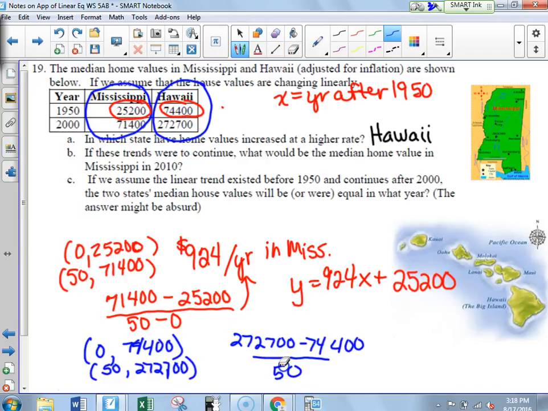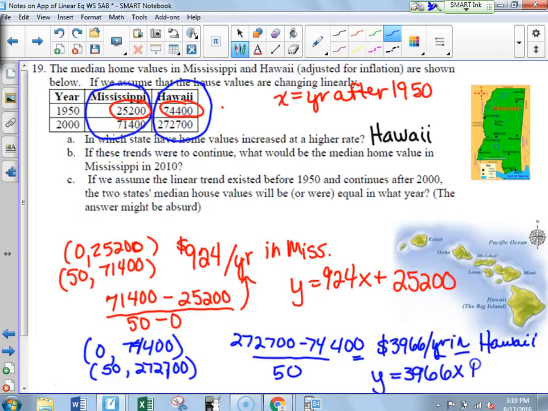74,400, is that right? Anybody get 3966? That's supposed to say year in Hawaii. All right. So the actual equation is y equals 3966 per year, starting at what value? 74,400. All right.